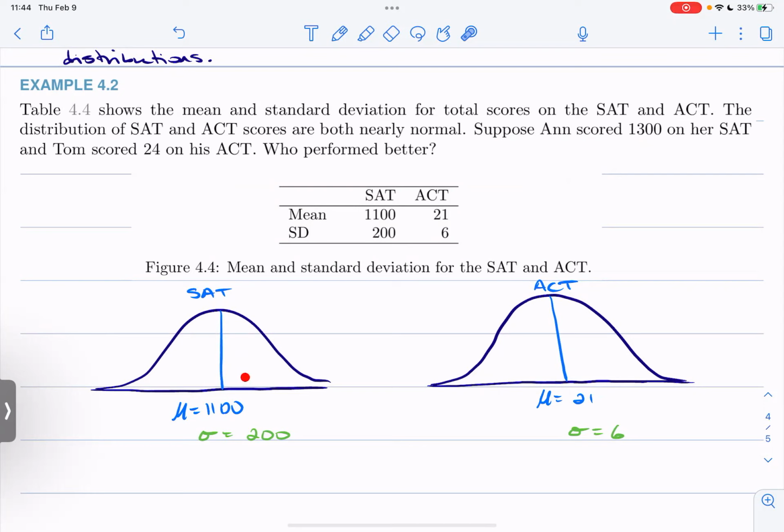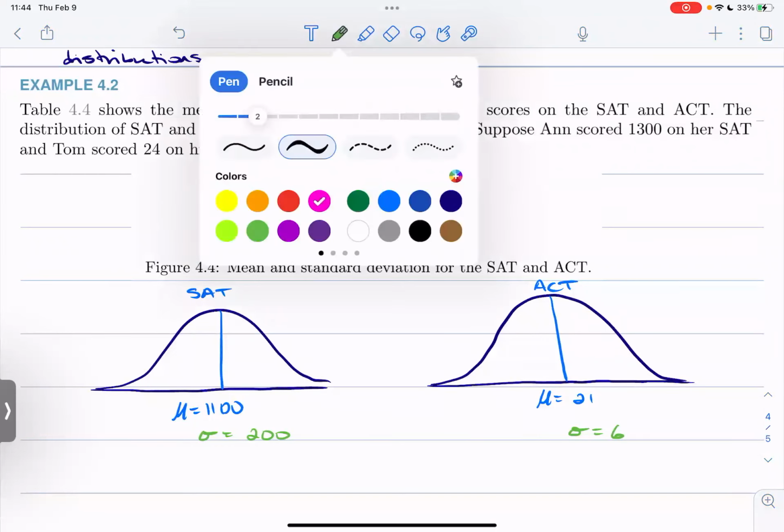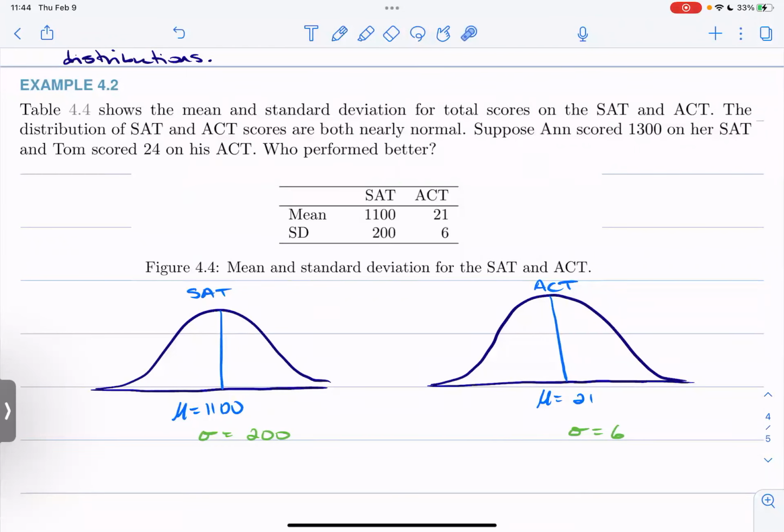And Tom scored 24 on his ACT. Okay, so Tom wrote the ACT. So here, one thing to remember is that this lower axis here is just the number line, right? And we're only sketching the curve to visualize what we're trying to solve. So it doesn't have to be perfect. The only key information that I need to communicate here is that 1,300 is above 1,100, right? And so where I put it doesn't really matter. I'm gonna put it here.